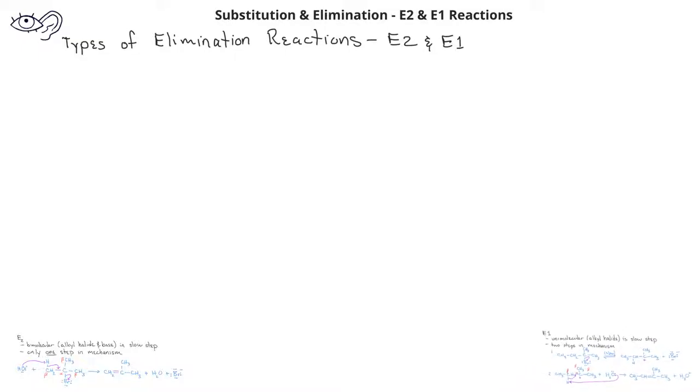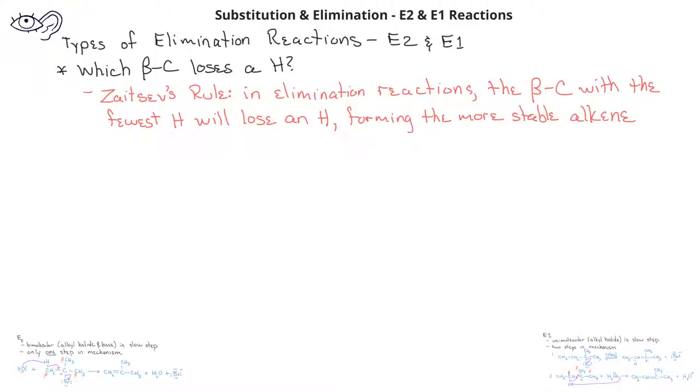When we have this second step, where a hydrogen is lost from one of the beta carbons, we can ask the question, which beta carbon will lose a hydrogen? We have a rule named Zaitsev's rule. This rule says that in elimination reactions, the beta carbon with the fewest hydrogens will lose the hydrogen atom. This will also form the more stable alkene.